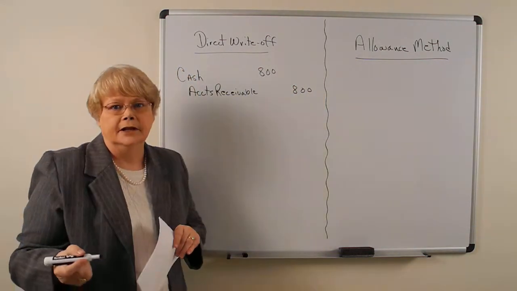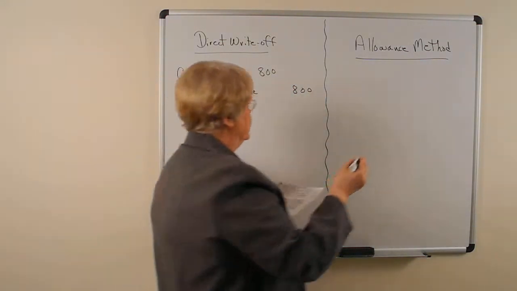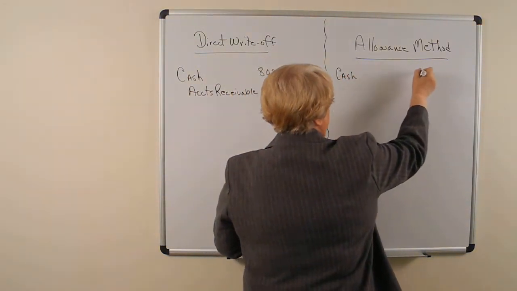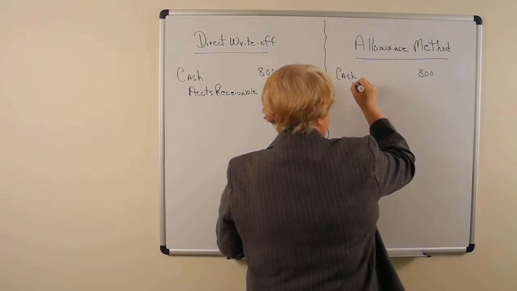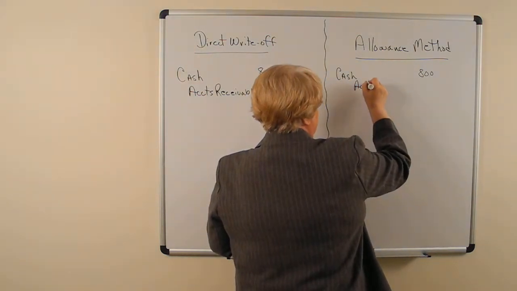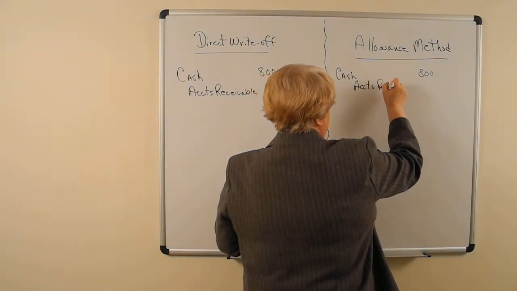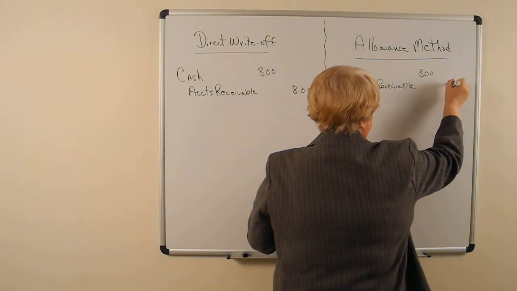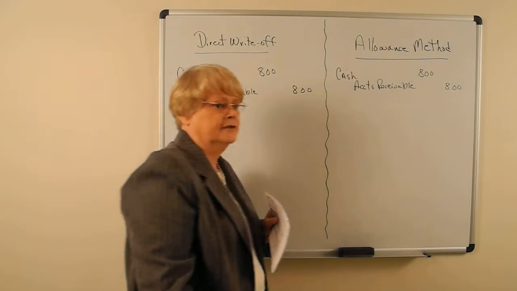Incidentally, the balance in the account is $3,200. Now that's going to be the same over here: a debit to cash for $800 and a credit to accounts receivable, under both methods. It's the same when we receive the cash.